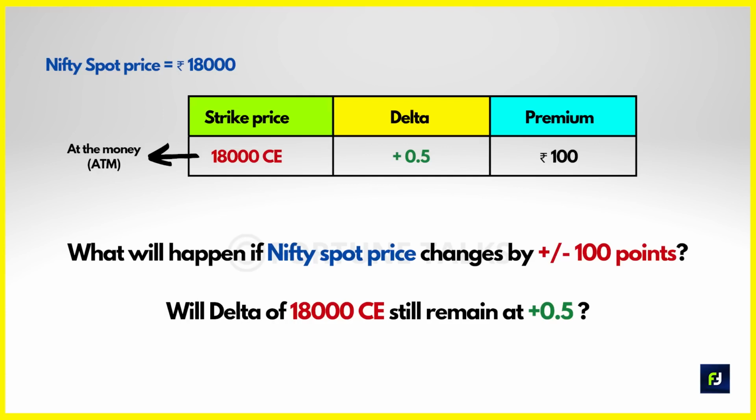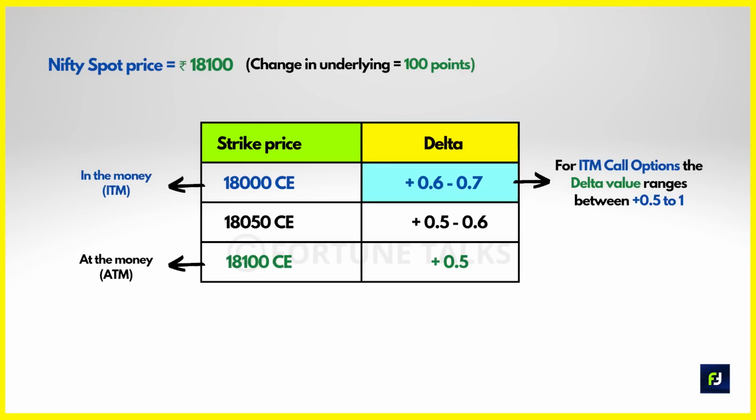Now what will happen to the delta value of 18,000 call option when Nifty spot price rises or falls by 100 points? That is, it becomes 18,100 or 17,900. Do you think the delta will still remain at 0.5? No, right? When the Nifty spot increases 100 points to 18,100, the 18,000 call option strike, which was ATM before, now becomes an in-the-money option.